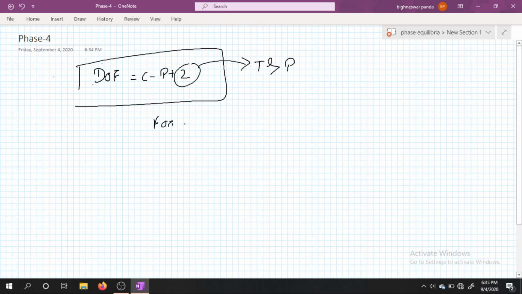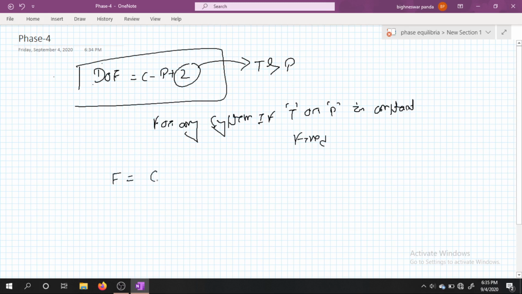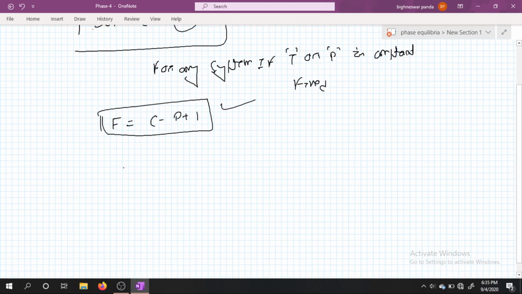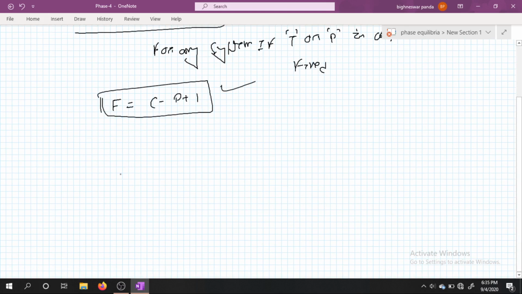For any system, if temperature or pressure is constant or fixed, then the formula for degree of freedom will be C minus P plus 1. So it is another formula. If temperature or pressure is fixed, then the formula will be F is equal to C minus P plus 1. Now we are going to solve various problems regarding how to calculate degree of freedom.